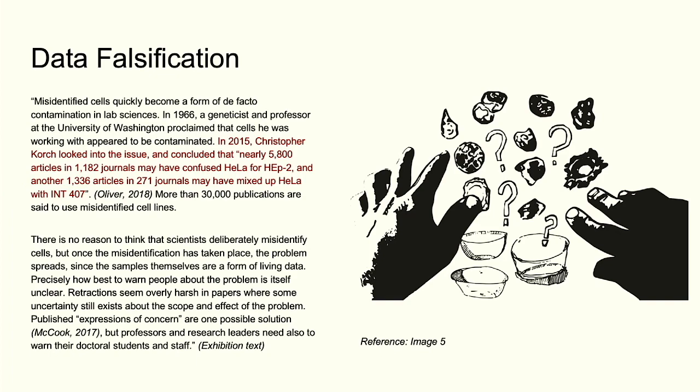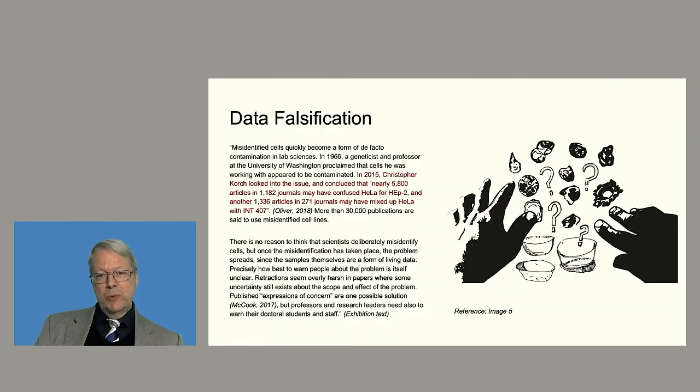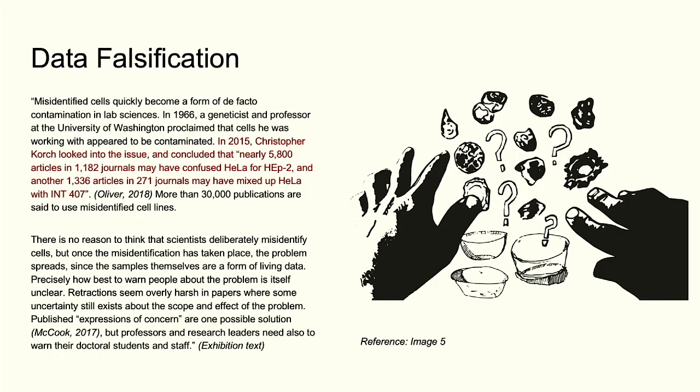Let's look at another case, and this is a case, once again, where we're not really necessarily talking about someone who has done something wrong, who's done something false. We're talking about a level of contamination, the discovery of contamination, and what we can really do. So in this case, some misidentified cells became a form of contamination.